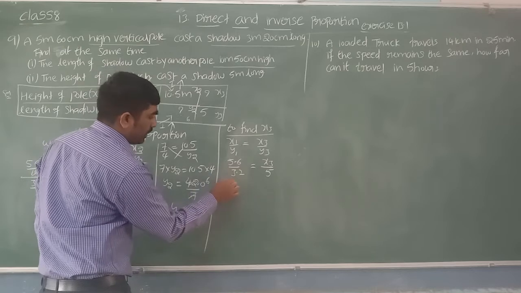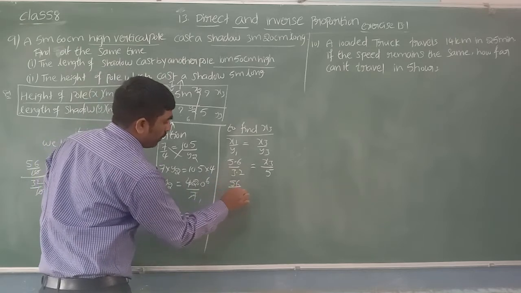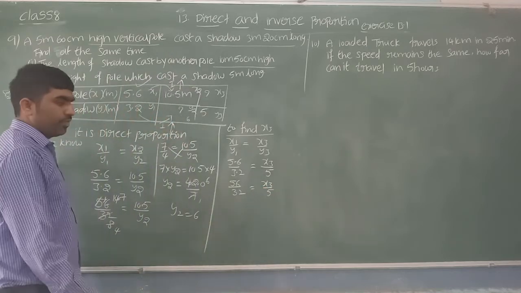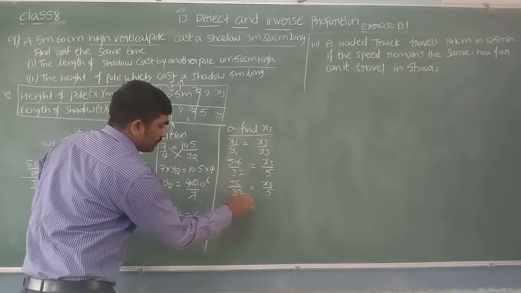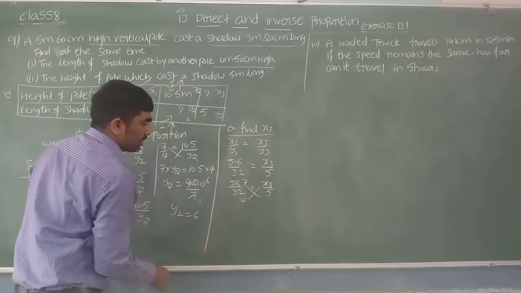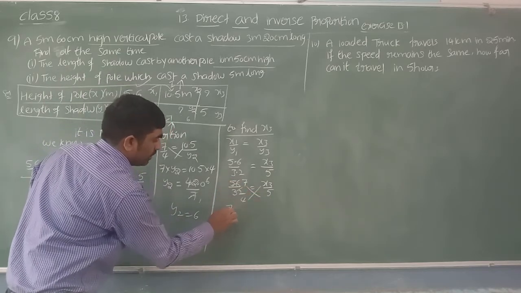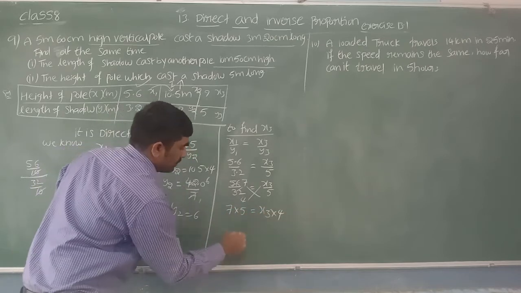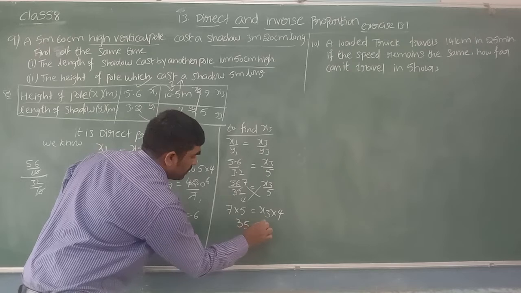As I said, you can neglect the point and write x3 by 5. Then 8 4s are 32, 8 7s are 56, so I got 7 by 4. Then you can go for cross multiplication: 7 into 5 is equal to x3 into 4. 7 5s are 35, equal to x3 into 4.